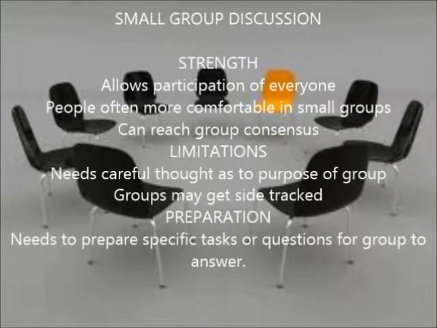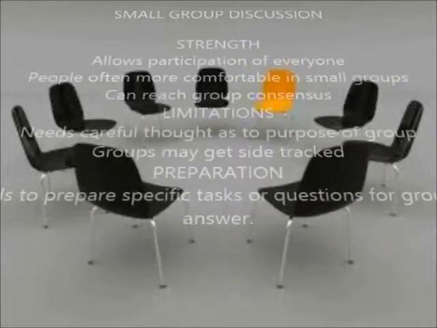Discussion. Strength: allows participation of everyone. People are often more comfortable in small groups and can reach group consensus. Limitation: needs careful thought as to the purpose of groups. Groups may get sidetracked. Preparation: needs to prepare specific tasks or questions for a group to answer.